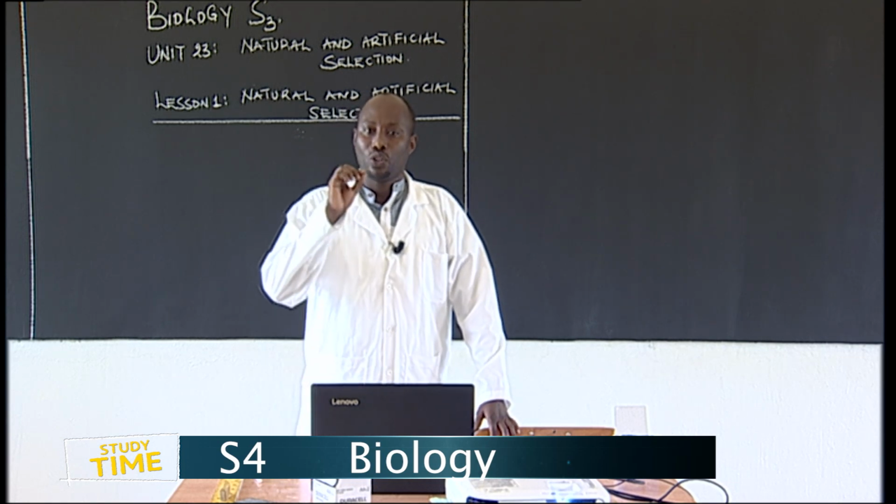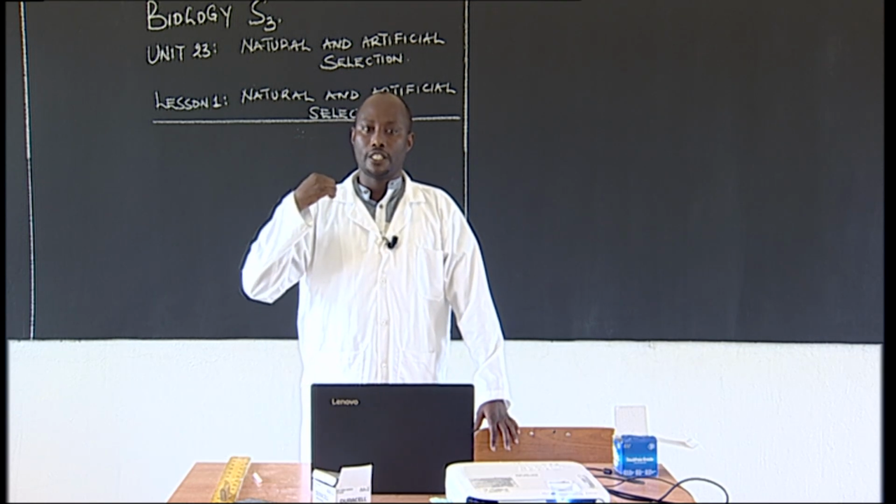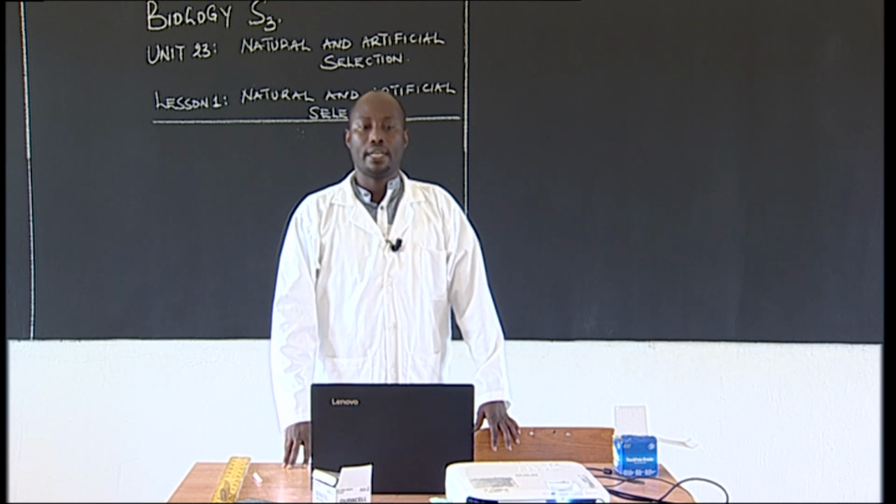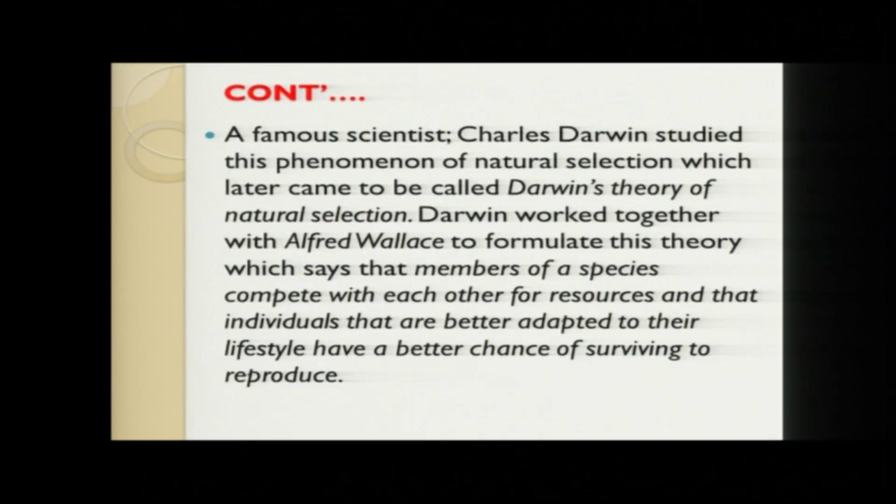Students, take note of natural selection. This is for senior 3, but it also goes for senior 6. When we talk about Darwin's theory of natural selection, what does it state? He worked with Wallace, and they formulated a theory which says that members of the species compete with each other for resources, and that individuals that are better adapted to their lifestyle have a better chance of surviving to reproduce. If they have a better chance of adapting to the lifestyle, they are able to reproduce young ones, and they multiply, and they also increase the size of the population.